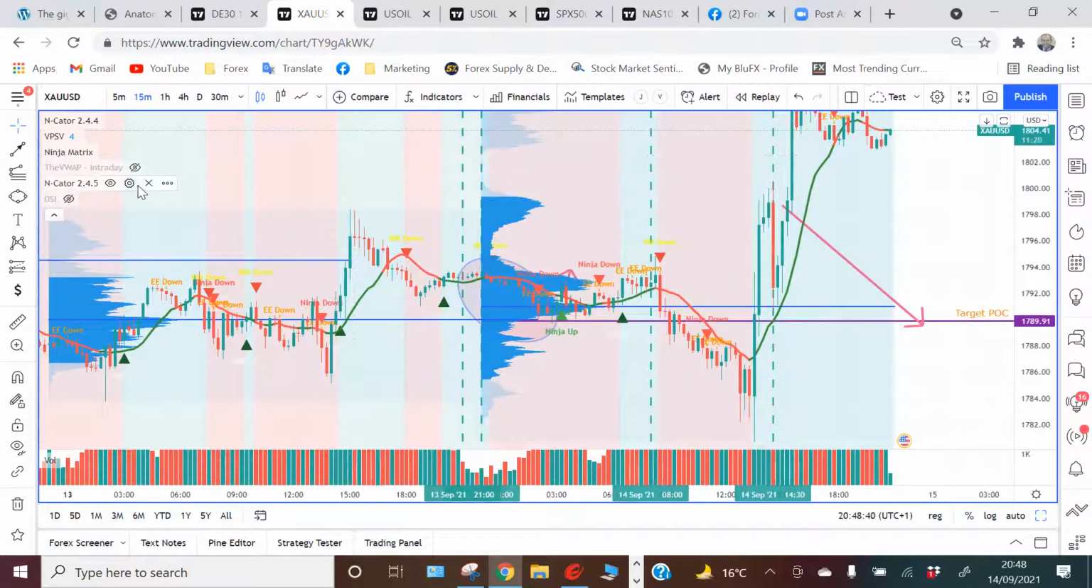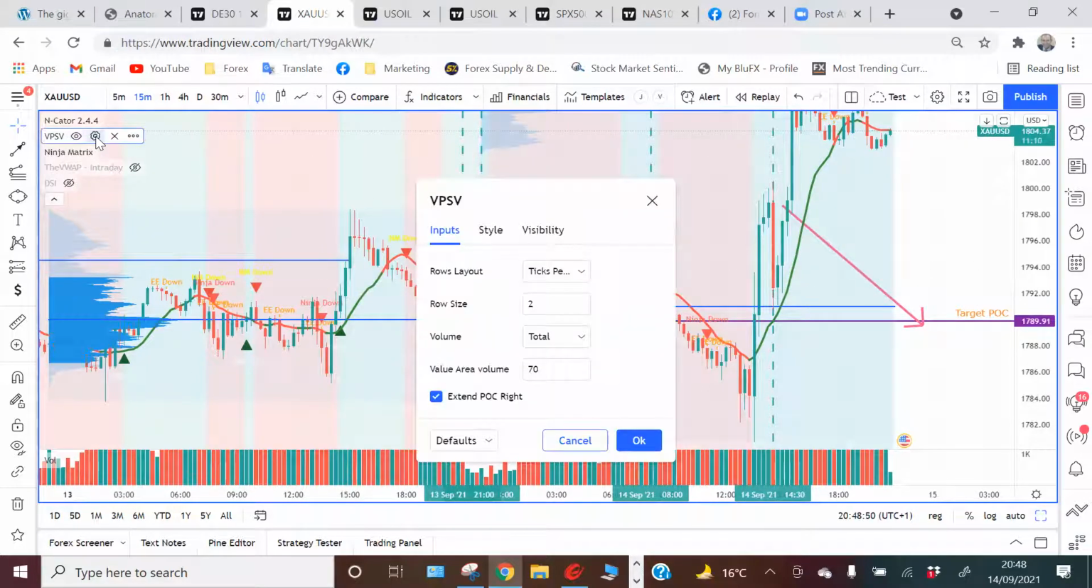Now, let me show you how easy this is. So you ask the question, okay, how to set this up. I go to the blue line here. I go to the volume inputs. Out of the box, it's number of rows. I do ticks per row. Row size. Play about with that. What best suits you? I like a low number. Let's say it's 20. What happens? It looks like boxes. Let's say it's 200.